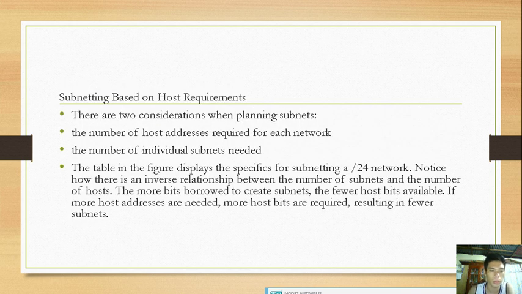So, subnetting based on host requirements. There are two considerations when planning subnets: the number of host addresses required for each network, and the number of individual subnets needed. The specifics of subnetting a /24 network. Notice there is an inverse relationship between the number of subnets and the number of hosts. The more bits borrowed to create subnets, the fewer host bits available. If more host addresses are needed, more host bits are required, resulting in fewer subnets.